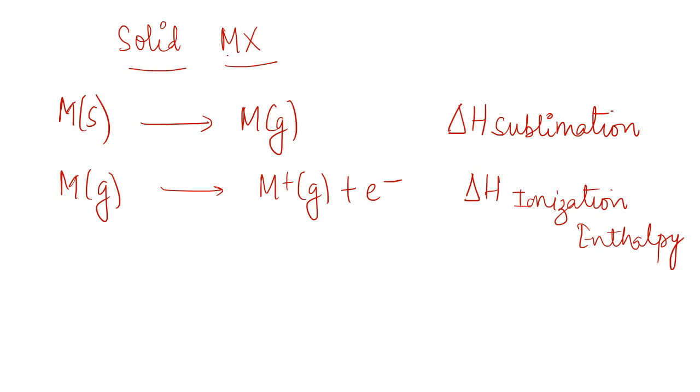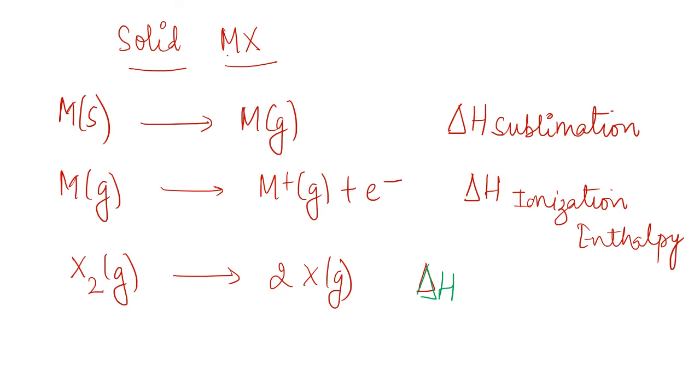I'll introduce it. Now, what will happen in case of halogens or the nonmetals? They are in their standard state. They are present in the gaseous form, in the diatomic state. So first of all, they'll be converted into atoms. And what do we call this? We call it bond energy. The bond between two X atoms, meaning one molecule of X2 is broken down into two atoms of X. What do we call it? We call it delta H bond dissociation energy.